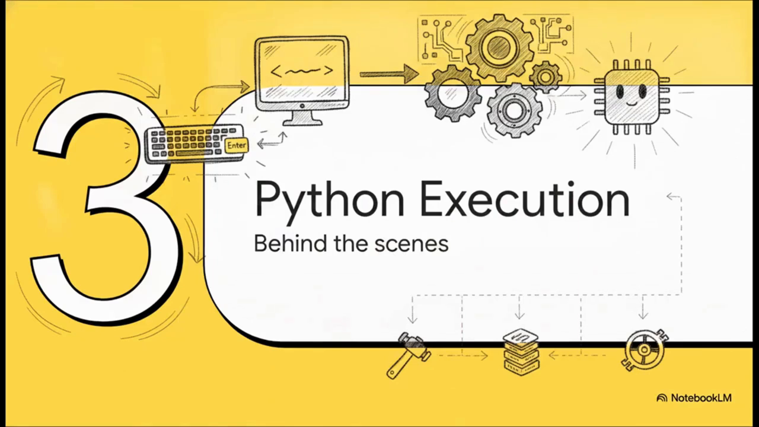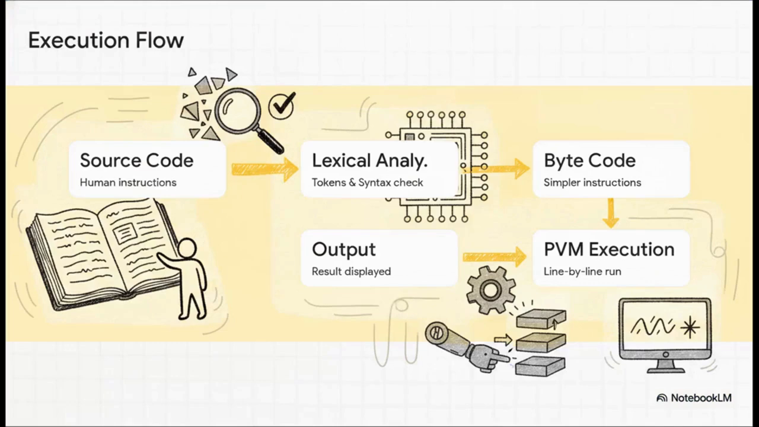Section 3, how Python executes code. Now, what's really interesting about this slide is getting to peel back the curtain and see what actually happens when you hit that run button. Under the hood, it follows a really clear 5-step flow. First up, you have your source code. That's just the human instruction you just typed out. Second, the interpreter jumps in and performs what's called lexical analysis. Basically, it breaks your code down into smaller bite-sized parts called tokens. And it checks your syntax.